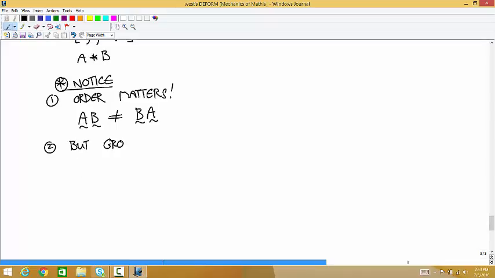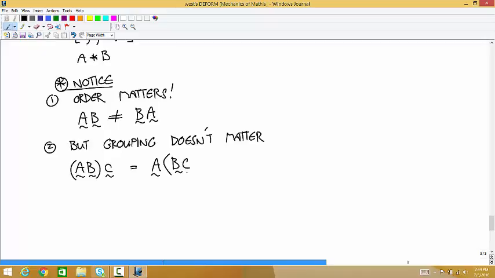But grouping doesn't matter. That is, the quantity AB times the matrix C is equal to A times the quantity BC.